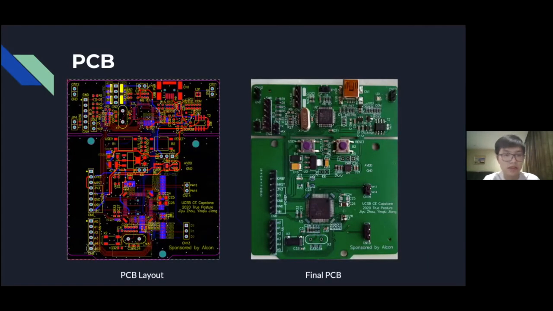This is the PCB layout and the final PCB. The top part of the PCB is basically used for power supply and data transmission. The lower part of the PCB, we expose all the pins we need: the software debugging pins, power supply pins for the EMG sensors, ground pins, and analog input pins.